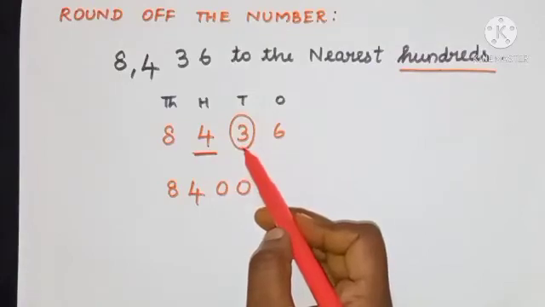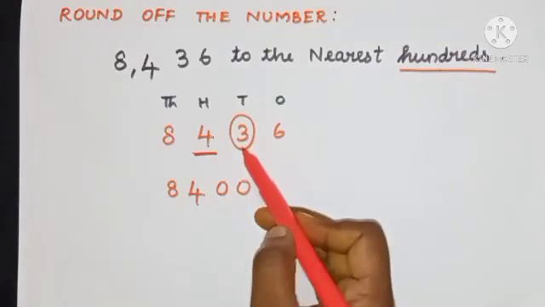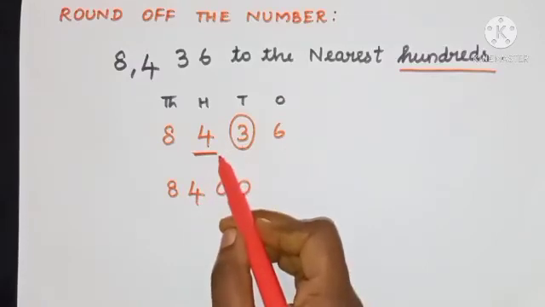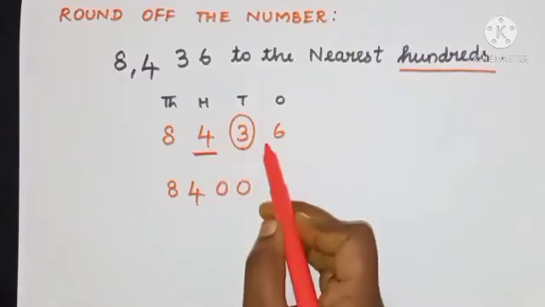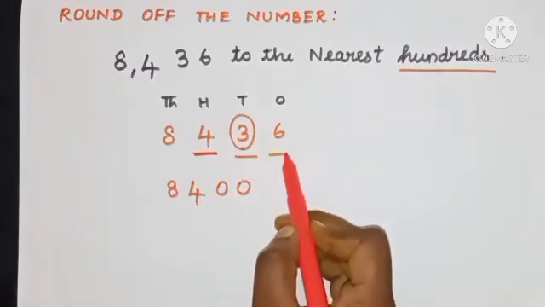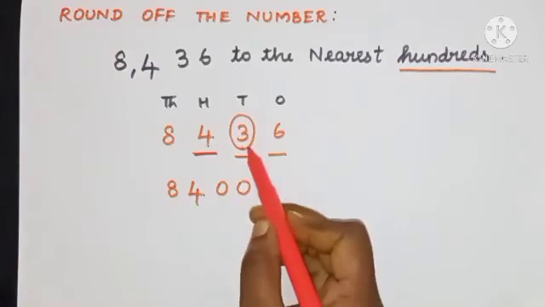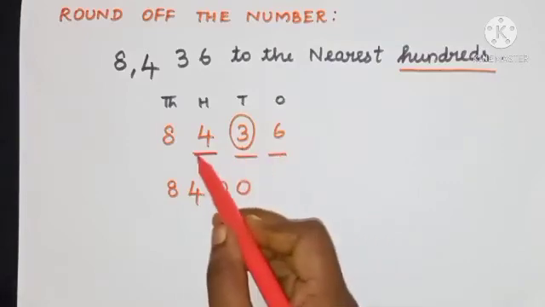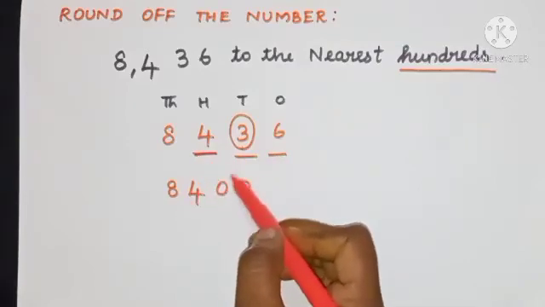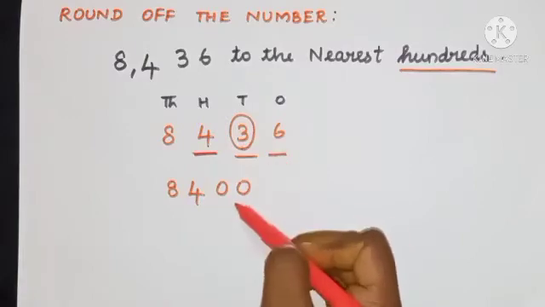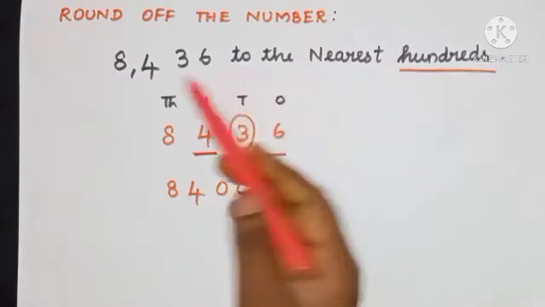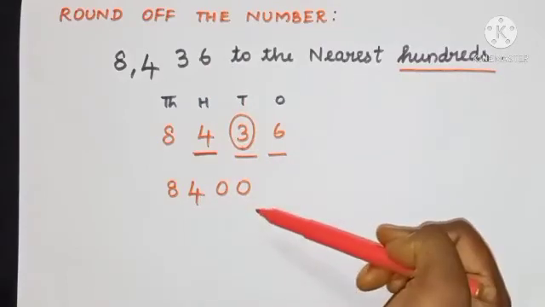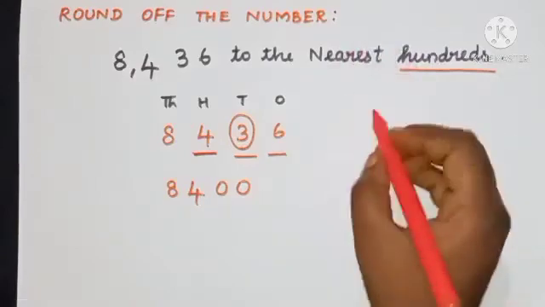Here the tens place value is less than 5, so leave it unchanged. And the last step is to change the digits to the right of 4, the tens and ones places, to zeros. Because the tens place value is less than 5, there is no need to change the hundreds place. So the rounded number of 8,436 to the nearest hundreds place is 8,400.